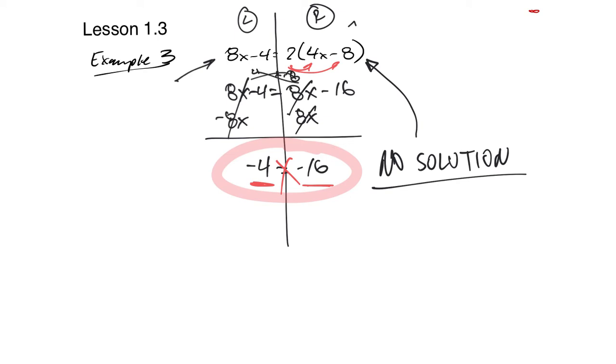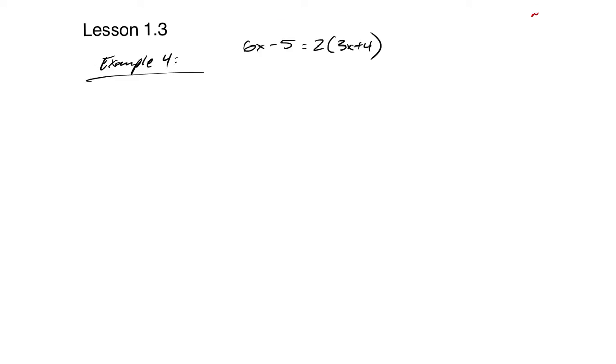Doesn't matter what I plug in for x, I will always get a statement that doesn't make sense, like this, negative 4 equaling negative 16. That's just not true. So there is no solution to this equation. Sometimes the answer is no solution. Let's see what happens this time.